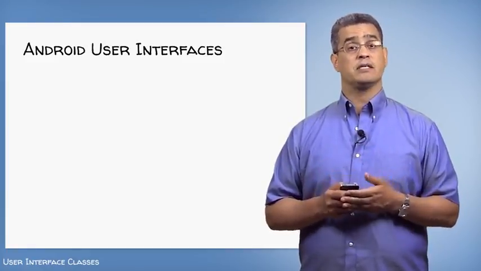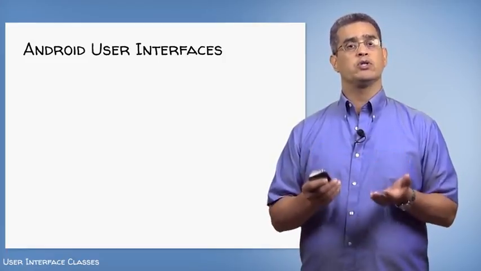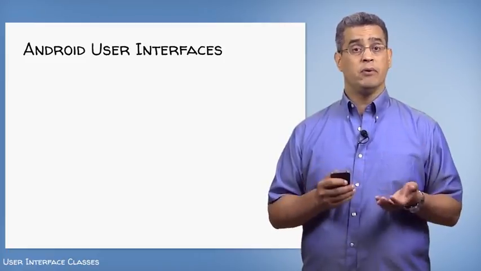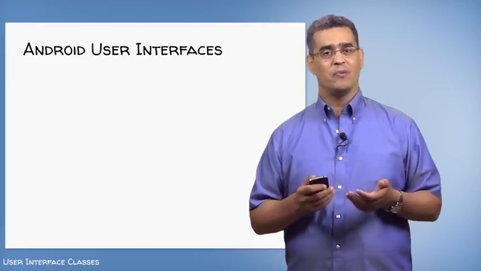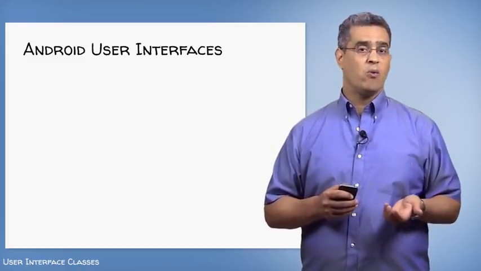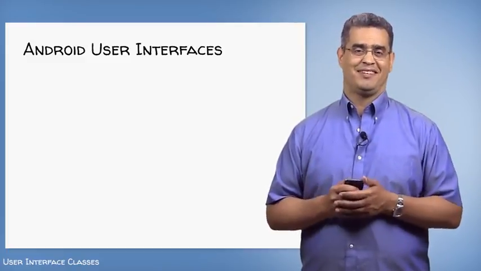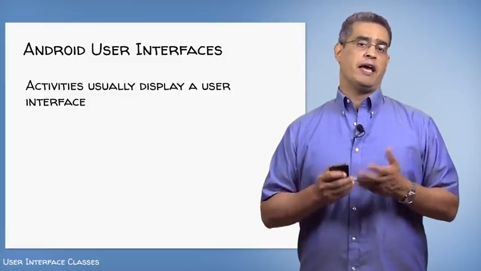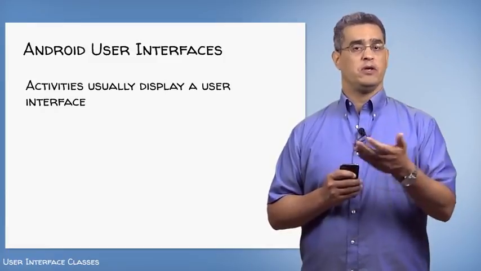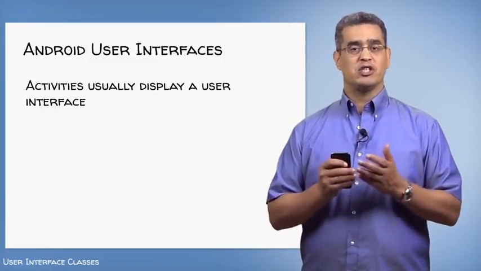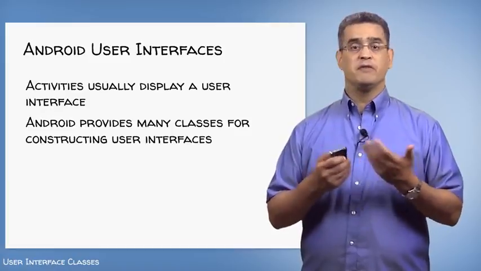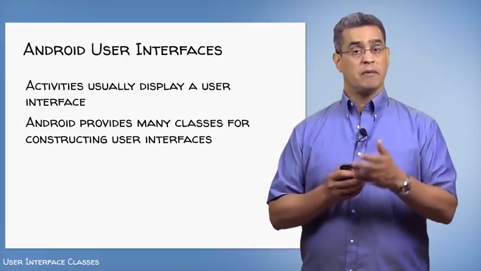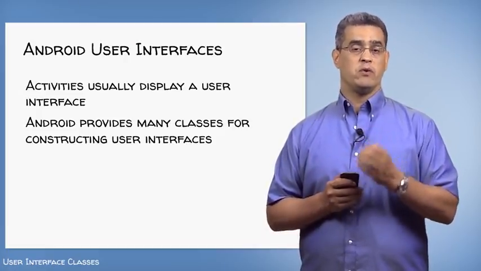For instance, handheld devices typically have many sensors, so user interfaces increasingly leverage many different kinds and qualities of input and output, including audio, LED lights, radio waves, and more. Now, getting back to Android, as I've said before, activities usually display a visual user interface to the user. So Android provides a rich set of classes from which developers can create those user interfaces. Let's talk about some of those classes, starting with the View class.